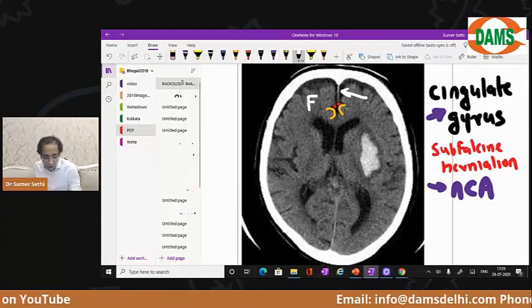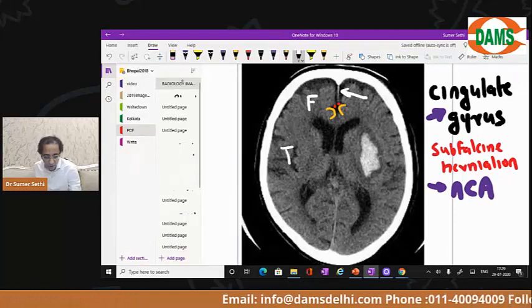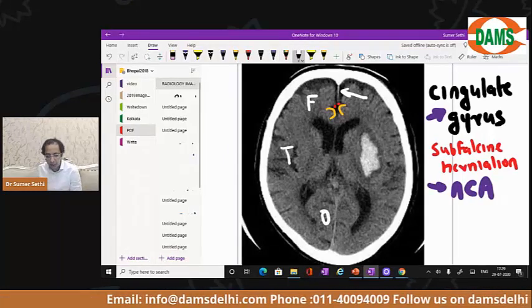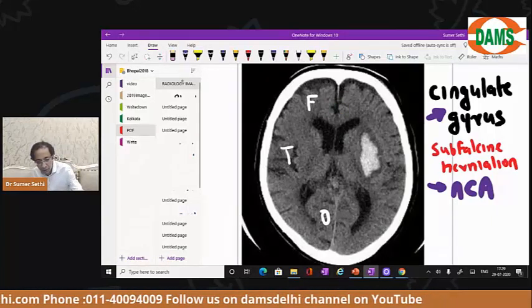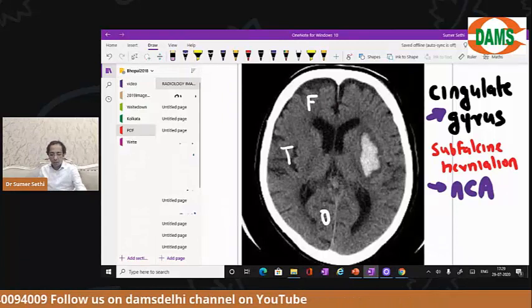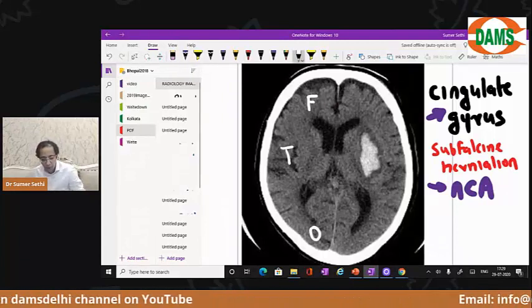a part of the sylvian fissure. I will say this is the temporal lobe and this is the occipital lobe. Very good. I can see most of you are very intelligent. You can see the frontal lobe, temporal lobe, and you can see the occipital lobe.